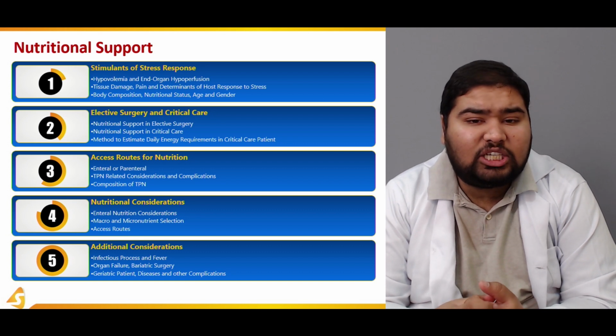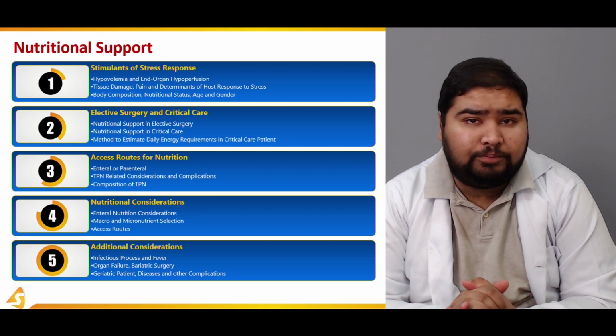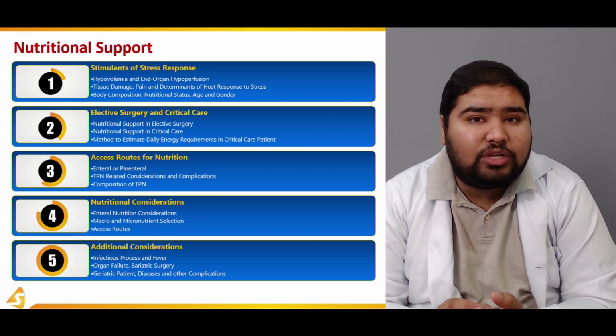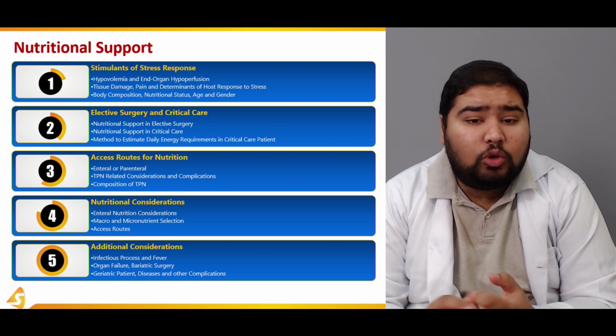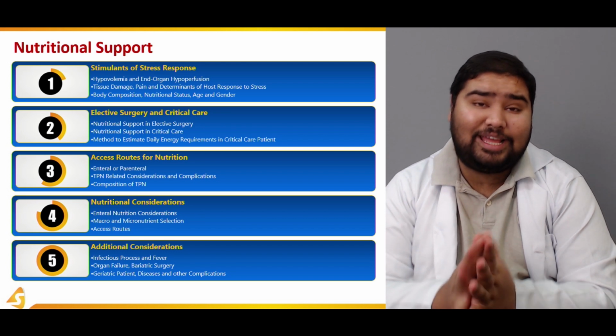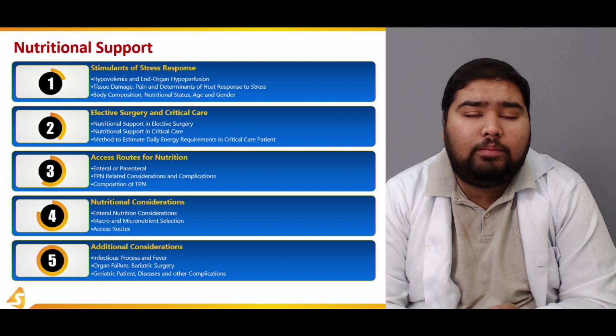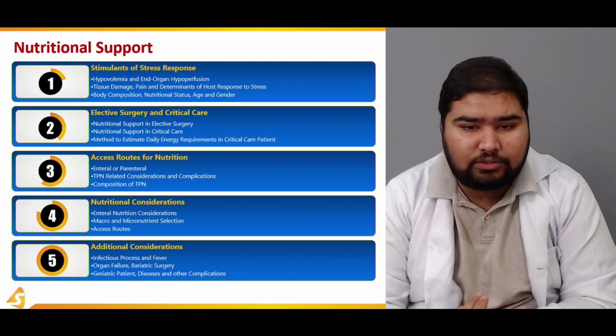In the third section, we'll be talking about the access routes for nutrition. These would include the enteral or parenteral nutrition. We'll deal with the complications of total parenteral nutrition, and then we'll also talk about the composition of an ideal formula of total parenteral nutrition.